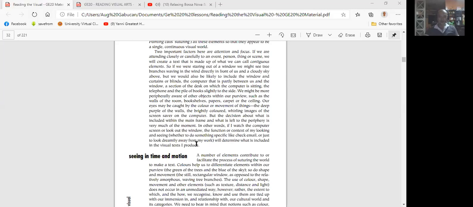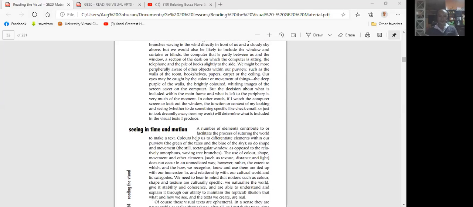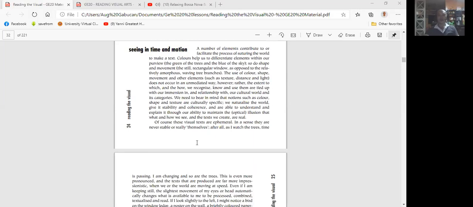So what else? Okay, seeing time in motion. We have here a number of elements that contribute to or facilitate the process of suturing the world to make a text. So we have colors that help us differentiate elements within our purview. For example, the green of the trees and the blue of the sky, shape and movements, and so on. So the still rectangular window as opposed to the amorphous waving tree branches.